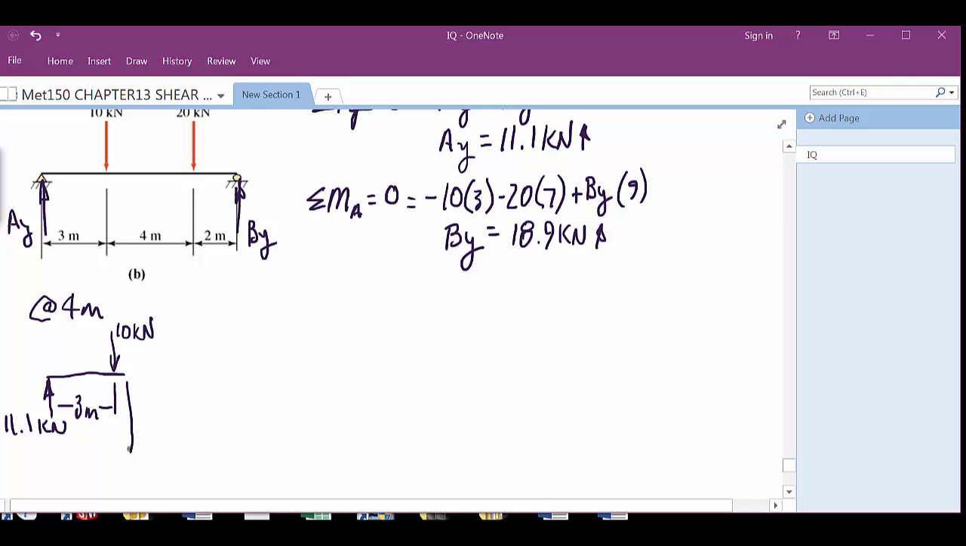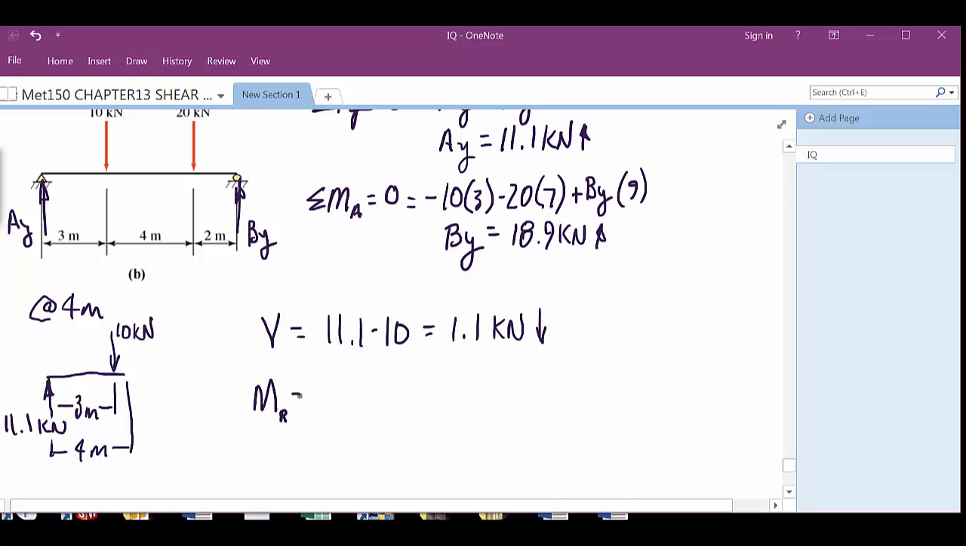And then the overall distance is still 4 meters where we're cutting it. So we'll do our shear. List all of it. It's 11.1 minus 10. It looks like we got 1.1 kilonewtons. It came out a positive value, which means the internal shear is going down at that location.